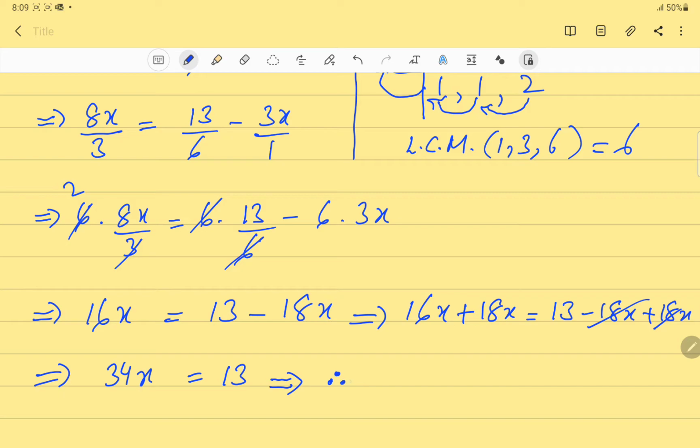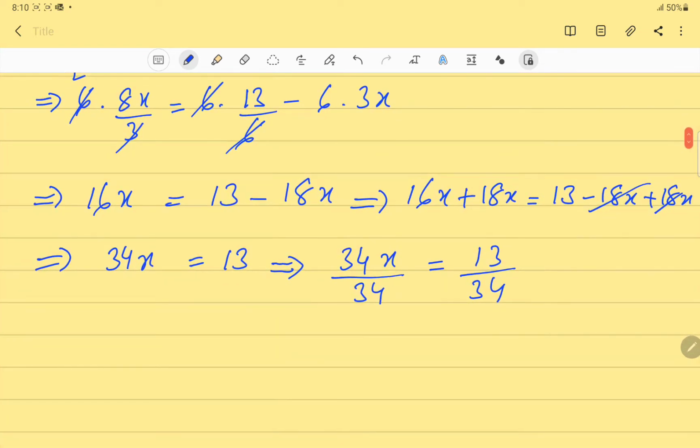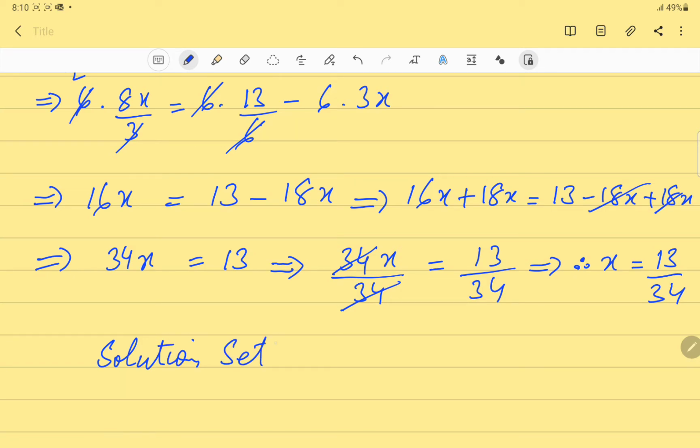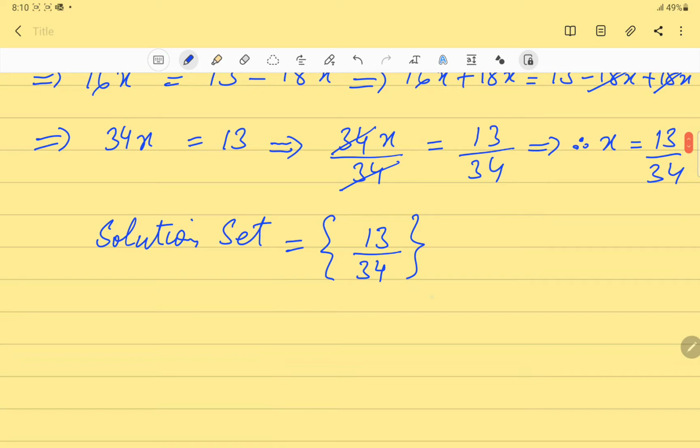Now we will divide 34x by 34, and obviously on the other side also, to keep the equation balanced. This 34 cancels with this 34, so x comes out to be 13 over 34, which is our solution set as well as the answer.